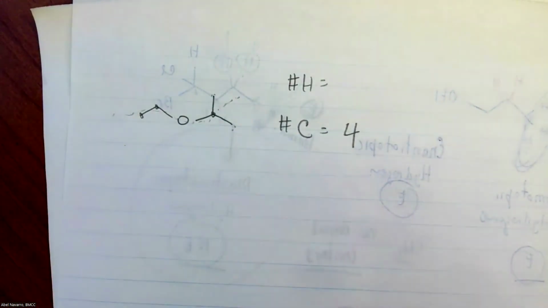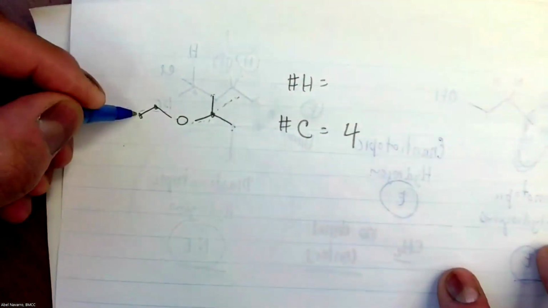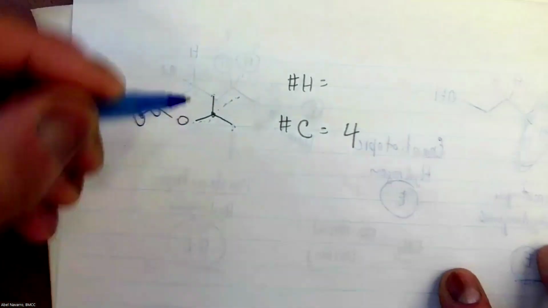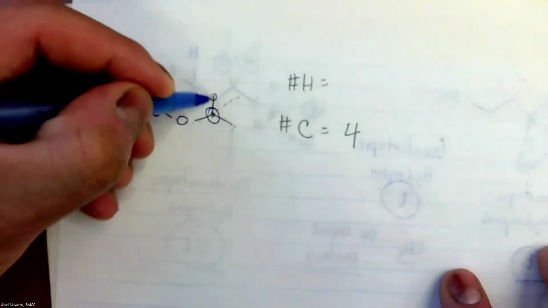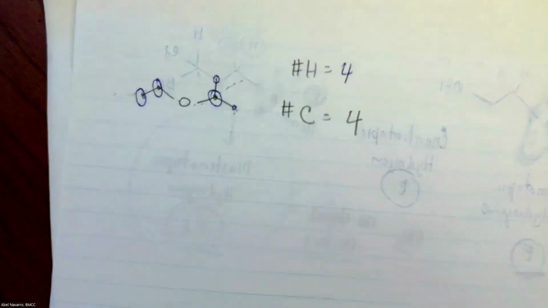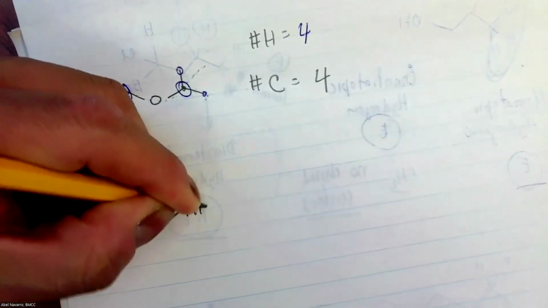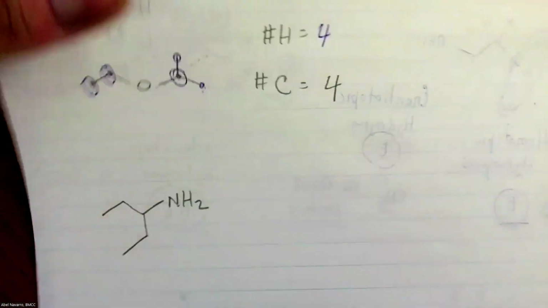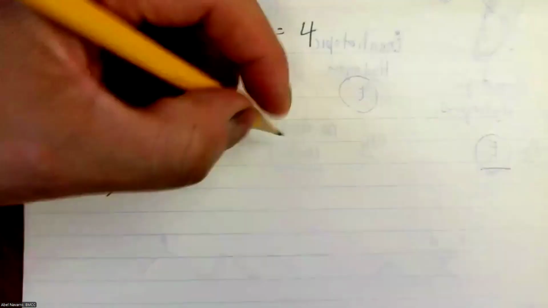Okay, next, hydrogens. Let's see hydrogens. Yeah, that's a CH3. There is no chiral center. Great. Hydrogen, hydrogen, hydrogen. And also these two are identical hydrogens. 1, 2, 3, 4. 4 hydrogens. Okay. Another molecule. Okay, this one. How many hydrogens and how many carbons?